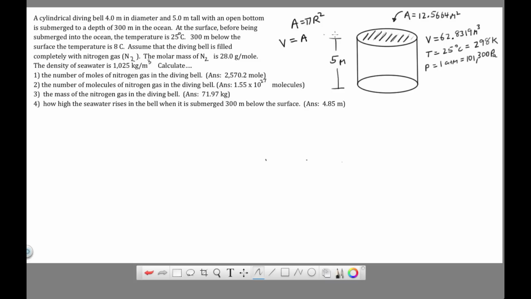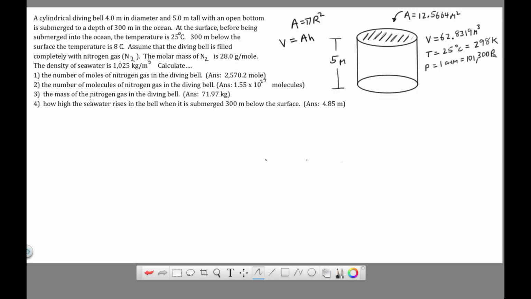which we've already calculated, and you multiply by the height of the cylinder, which we know to be 5 meters. That's given right here in the problem. So the total volume of this cylinder is 62.8319 cubic meters.